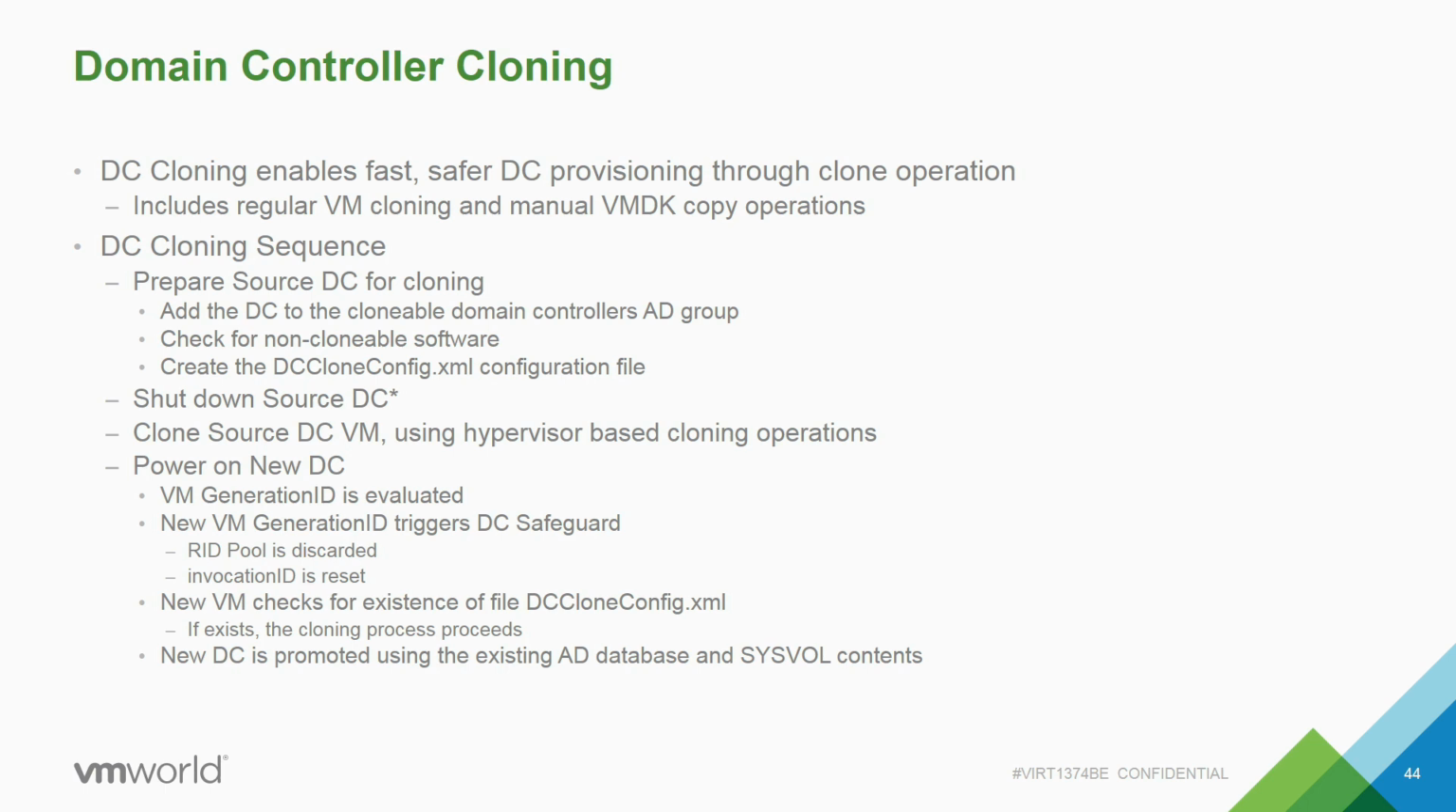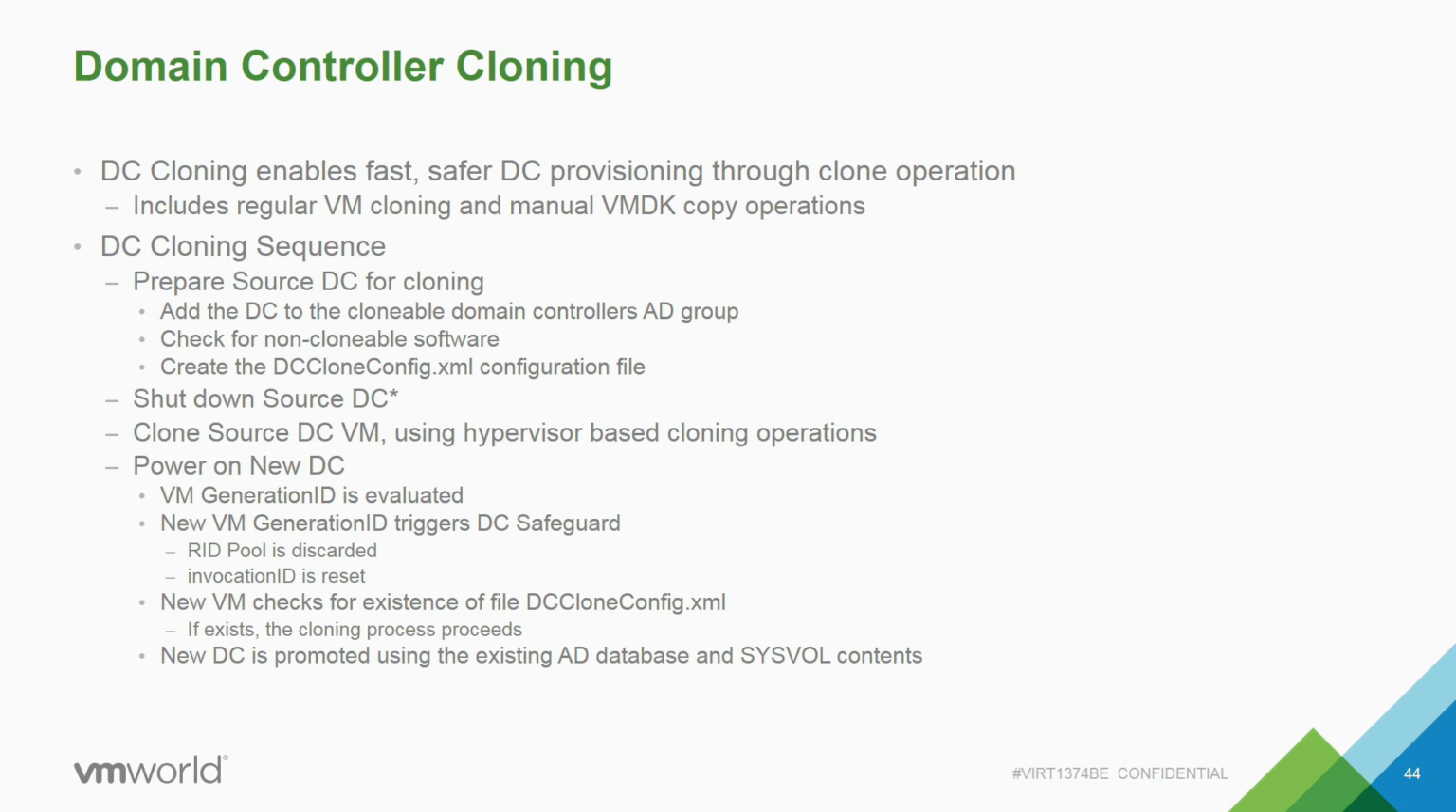But essentially what it lets you do is clone domain controllers just like you would a regular server within vSphere and have it still operational. And the way you do that is you have to prep the domain controller, the source domain controller. So you have to do a few things on it. First, you have to add it to a group in Active Directory called the Clonable Domain Controllers Group. So the computer object gets added to the group in AD.